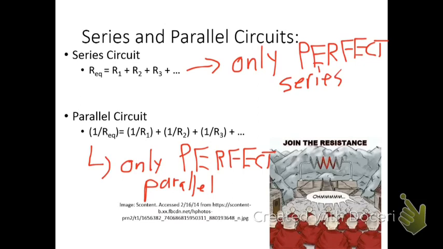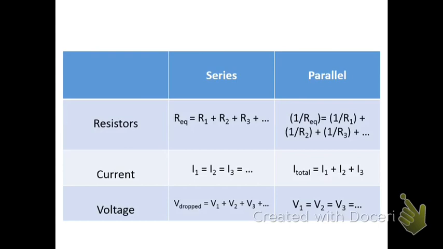By perfect parallel, I mean you get to a junction, it splits off, and in each path, there is only one resistor that you encounter before each of those paths come back together. That's perfect parallel. So just a reminder, whenever you've got series, you know the equivalent resistance. When you got parallel, you know the equivalent resistance.